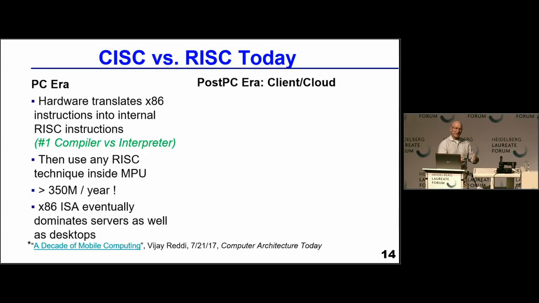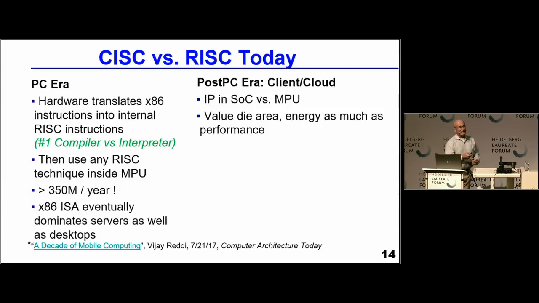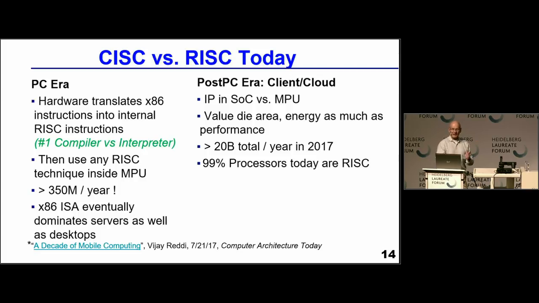We are in the post-PC era where things are in the cloud or in your pocket. That's a big change. Instead of buying chips from a company like Intel, you have designs called intellectual property that go into a system on a chip that you're building, like would go into your phone. And now it's not just performance, but it's die area and energy. So this extra overhead that x86 has to do this translation on the fly is expensive. Remarkably, last year, there were 20 billion chips that had microprocessors in them, and 99% of those are RISC. So again, the marketplace settled these debates. The PC era went to the CISC, and this post-PC era is RISC. Okay, so that's 50 years.